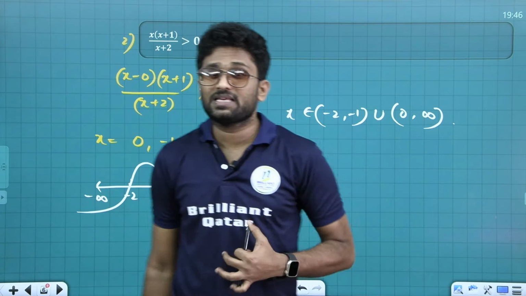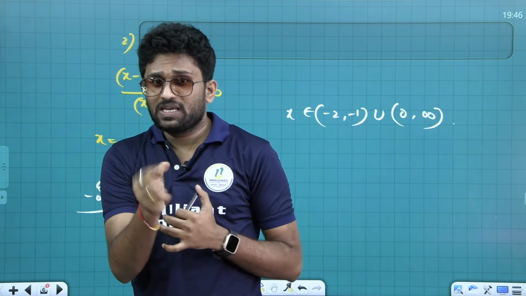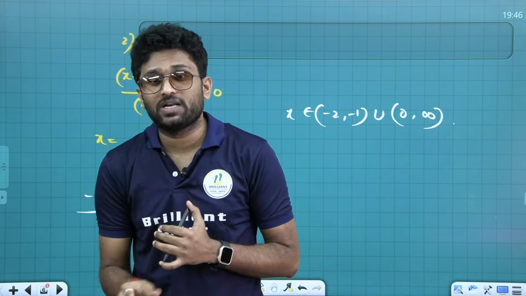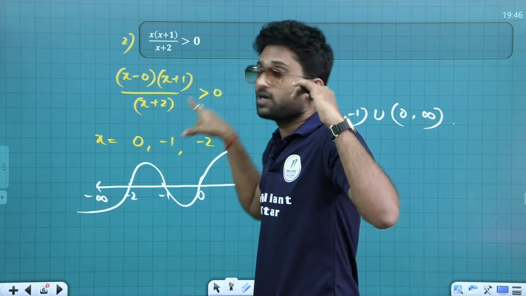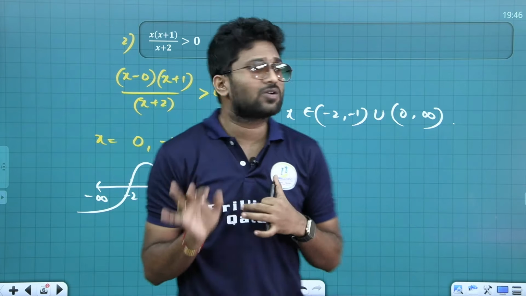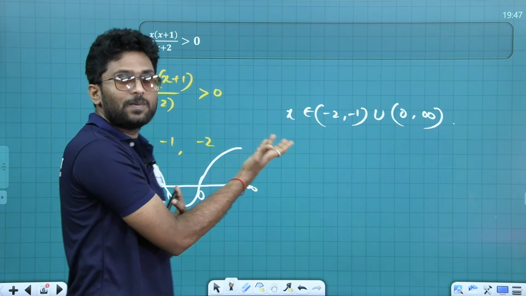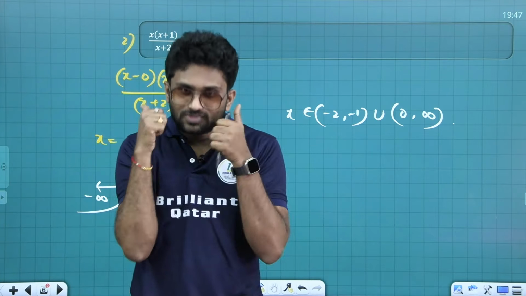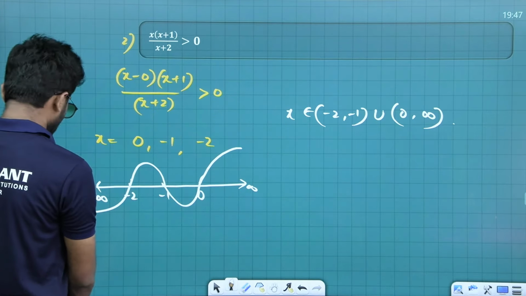But from the basic things, what did we discuss? Make sure that in the solution, if the denominator's poles are included, that means if this minus 2 is included, remove it. Now, can you see whether minus 2 is included or excluded in this? Excluded, because we have open brackets for minus 2. Clear? Very good.